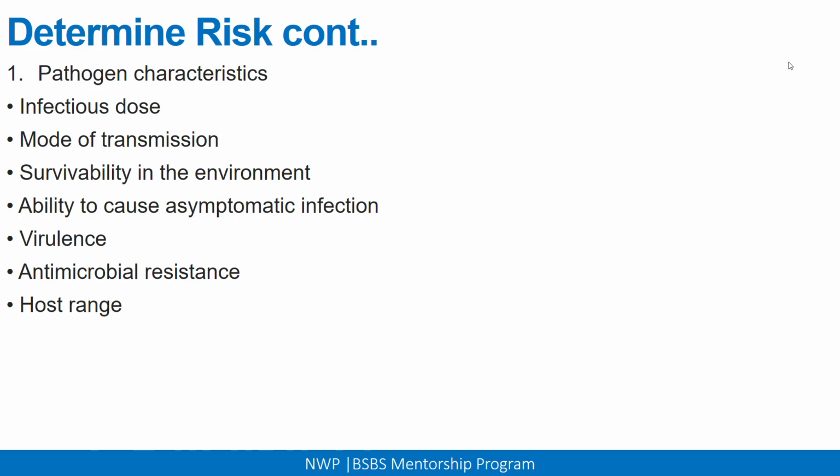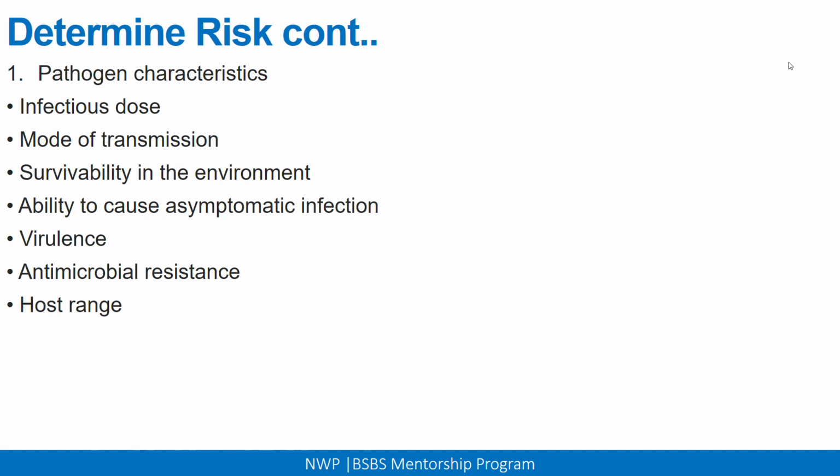The host range. Can this agent only affect animals, or can it affect animals, humans, and also plants and everything? If this agent is able to infect animals, then it can also infect humans, and then you can also get it maybe from plants. It means that it has multiple host ranges.